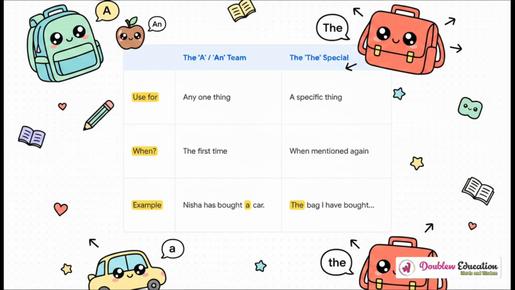Okay, let's just do a quick recap with this super simple chart. The A and An team, you use that for any one thing, especially the very first time you mention it. Like Rohan bought a school bag. But the special the, that's for a specific thing, usually when you talk about it again. The school bag was blue. We know exactly which bag we're talking about now.